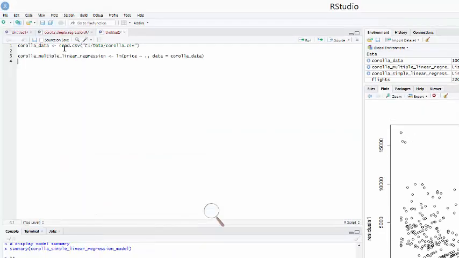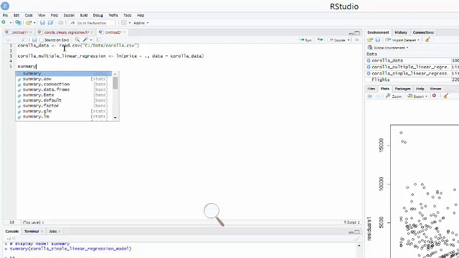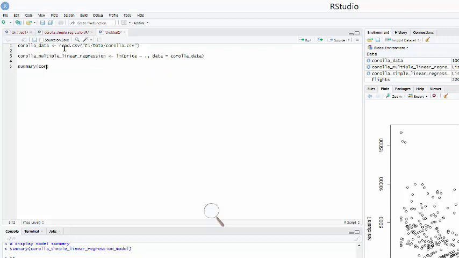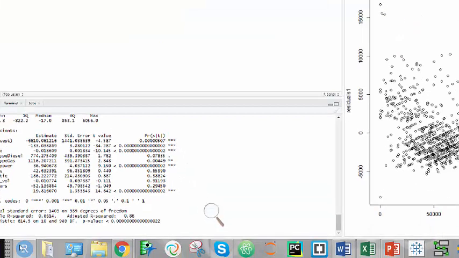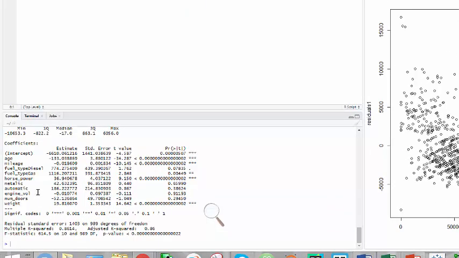And after that, how do I see my model? I have to call the function summary, right? Give me the summary of my Corolla multiple linear regression. Now I have simple and multiple linear regression going on. Cool. So now it has more members in the output, more lines, naturally, because I have more predictors. So I don't have just one slope, I have multiple slopes, agree?